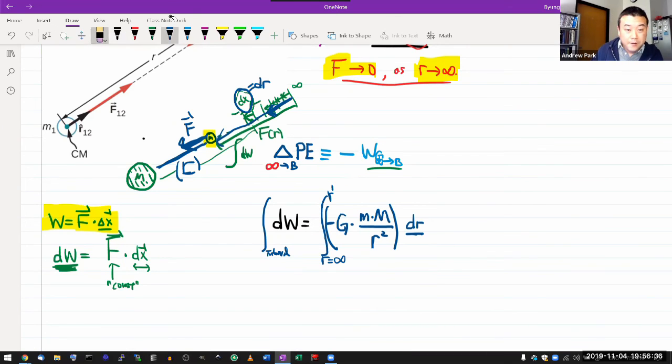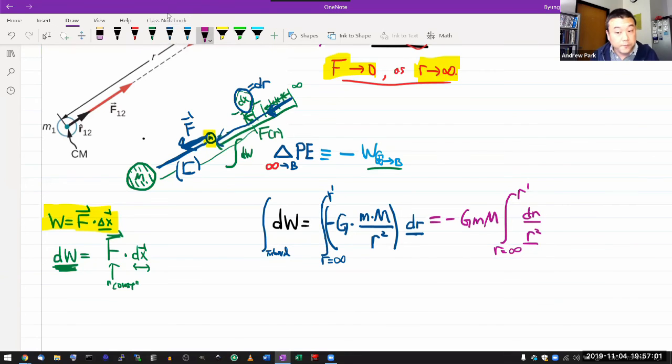This is, I guess you still call this a polynomial integral. So let me pull out all the constant quantities. Constant quantities are minus G m. So what remains inside the integral is dr over r squared, r going from infinity to r prime. This integral, hopefully everyone knows how to do it. This is a polynomial integral of this form: r to the power of minus 2 dr.